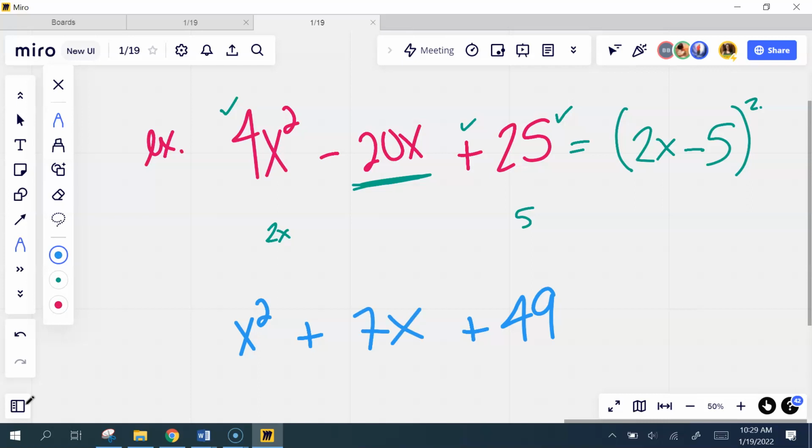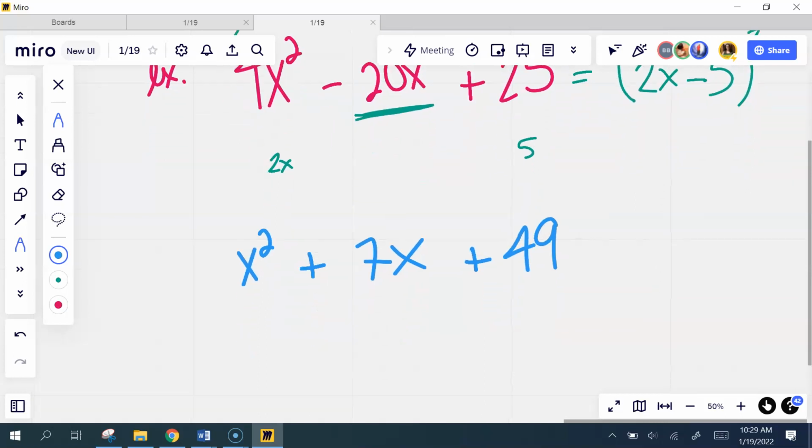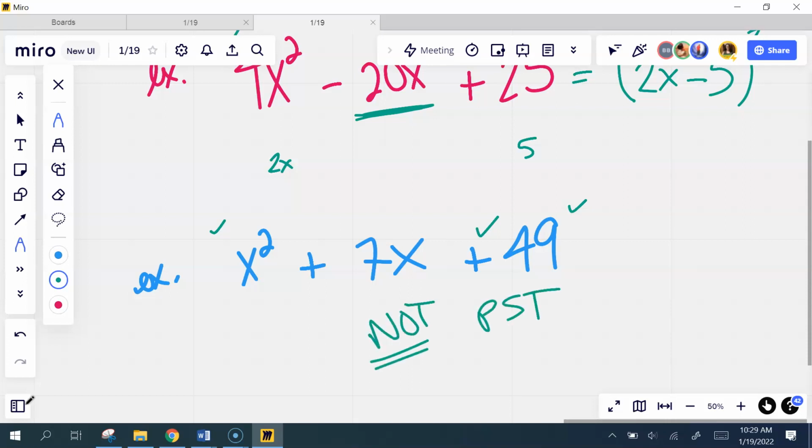Yes or no? The ends are perfect squares. Second sign is minus. Square root, multiply, and double. Do you get what's in the middle? No. So this is not a perfect square trinomial, and it is not just because of that middle.